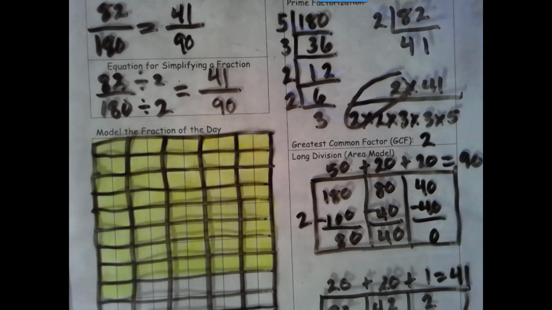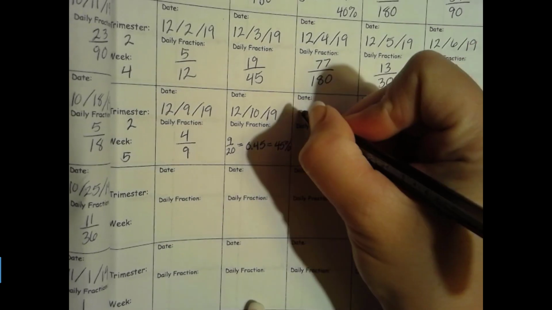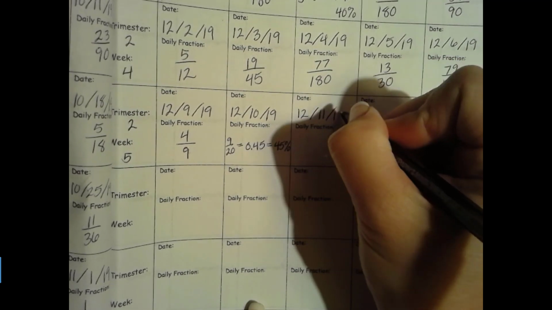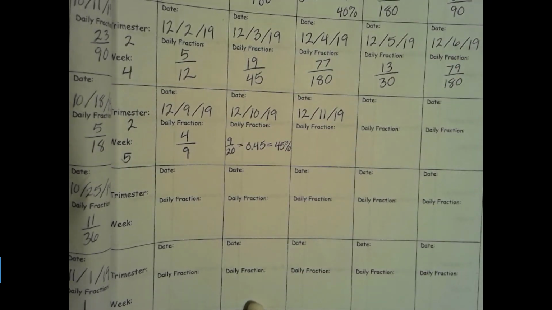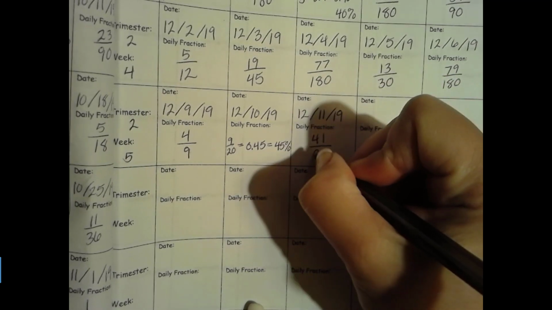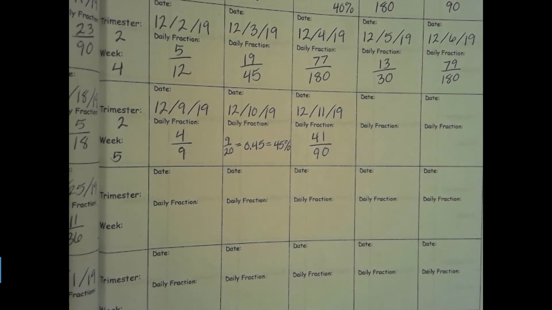All right, let's go ahead and fill in our data collection page. Trimester 2, week 5. Today is 12, 11, 19. And our fraction for today is 41/90. Okay, let's go ahead and get out our number line. Okay, we did groups of 2.